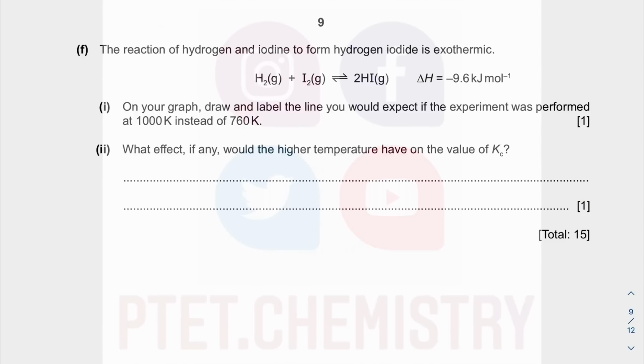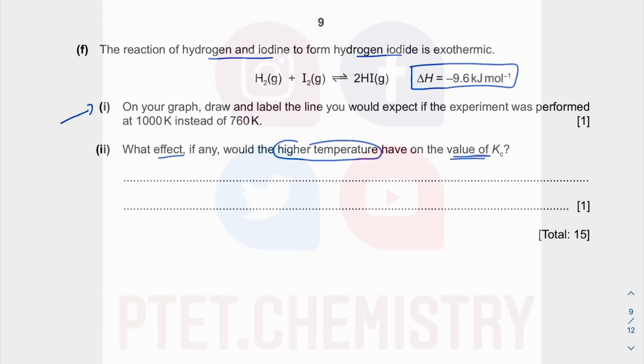In this question, they tell you that the reaction of hydrogen and iodine to form HI is exothermic. So what effect would higher temperature have on the value of Kc? We did say that only temperature can affect the value of Kc. They don't ask for an explanation, they just want the effect, but I think it's easy if I start explaining it. The forward reaction is exothermic. The forward reaction releases heat energy.